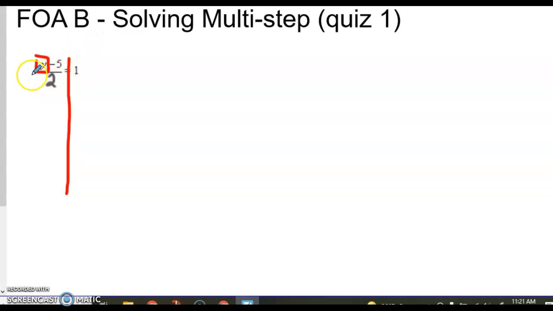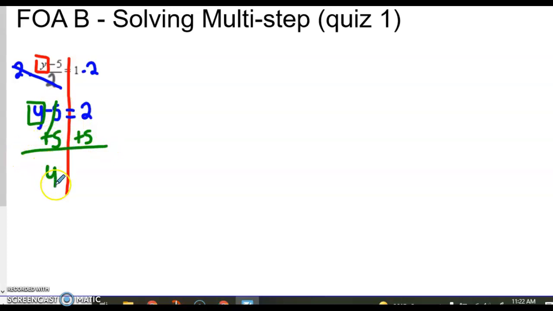So the opposite of dividing by 2 is multiplying by 2. I'm going to multiply each side by 2. I'm going to write down my y minus 5, and 1 times 2 is 2. I'm still trying to get the y by itself, and right now there's a minus 5 that I need to get rid of. So the opposite of minus 5 is to add 5. So I'm going to add 5 to each side, bring my y straight down, and 2 plus 5 is 7. So that would be my solution.